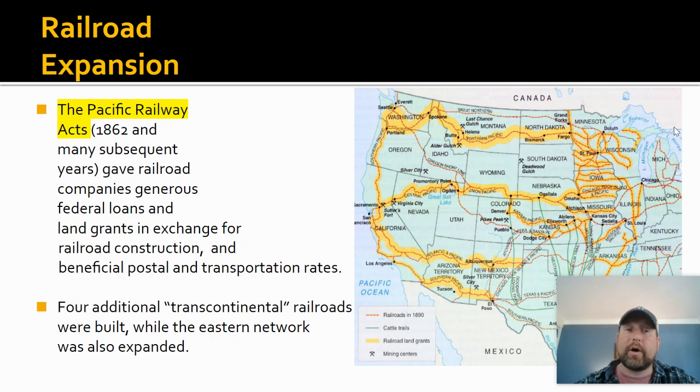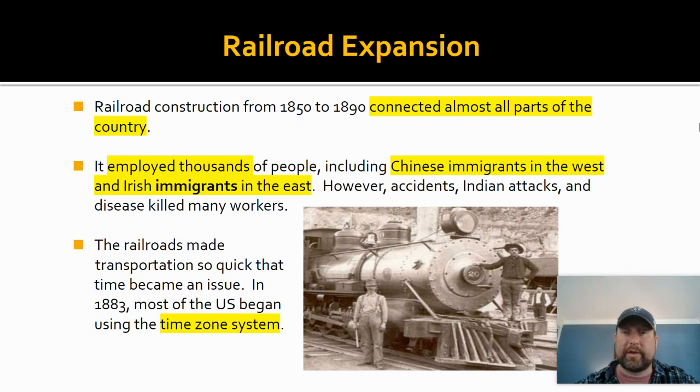A couple other transcontinental railroads are going to be built as well. So we have a Northern Pacific, a Union Pacific, Atlanta Pacific, and a Southern Pacific Railroad. And this is going to continue to fuel the growth of, again, other industries on which goods are being shipped on the railroads, the construction of the railroads itself, and of course, into westward expansion. So by 1890, railroads will connect almost all parts of the country.